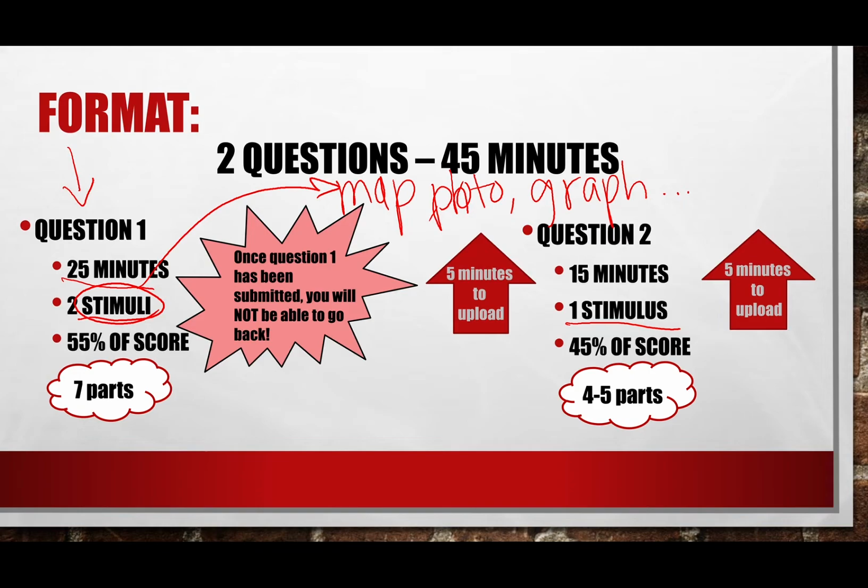Then I believe what's going to happen is they will lock you out of question 1, and then your timer starts again, but this time you only get 15 minutes for question 2. So question 2 is 15 minutes. Again, that utilizes 1 stimulus. My theory, and actually it's the theory of a lot of us in the AP Human Geo community, is that that question will only have 4 to 5 parts, not the 7 parts that we're used to working with.